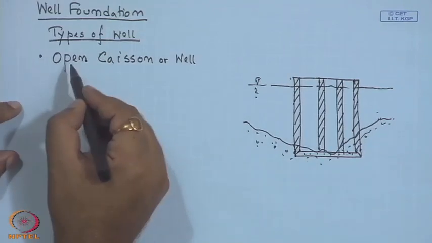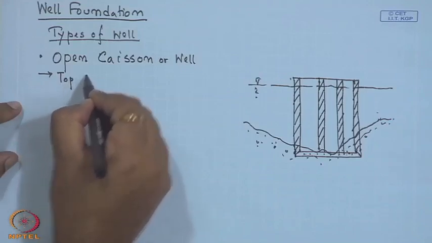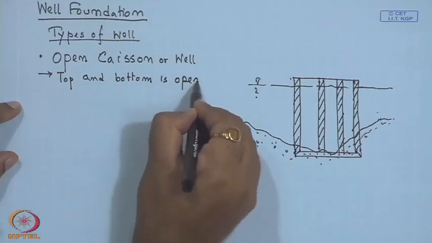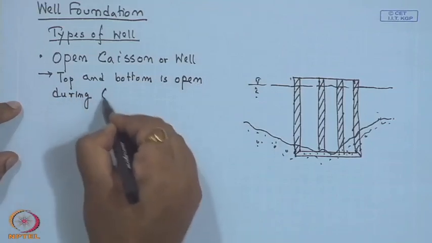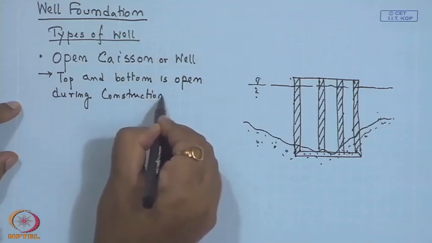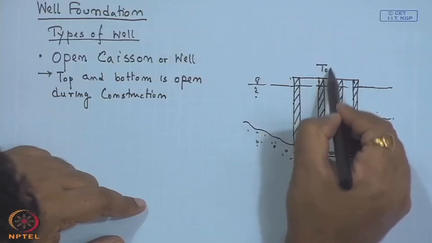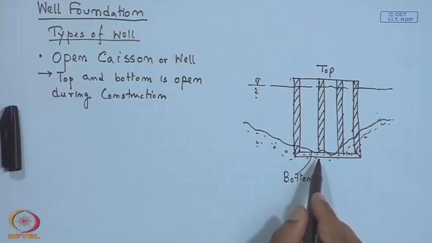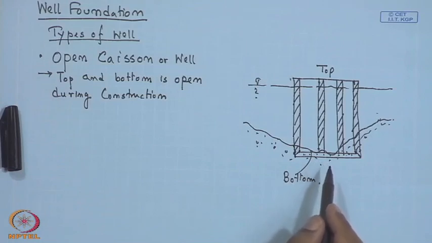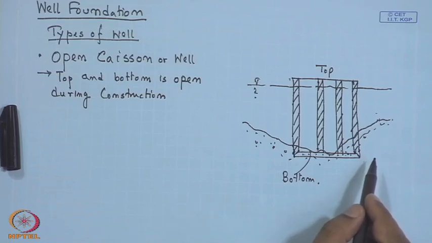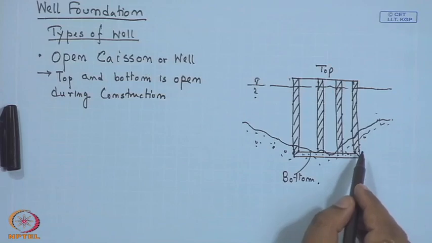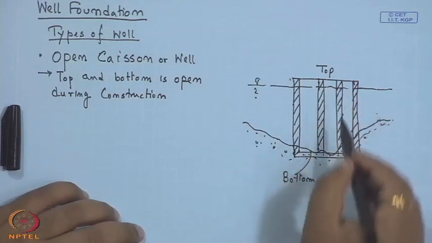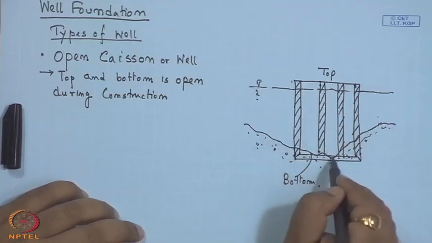So, when it is an open type of well, the top and bottom portions are open during construction. This is the top and this is the bottom portion. These two portions are open during construction, and the well can be circular or rectangular. The process of sinking is continued till the required depth is reached.